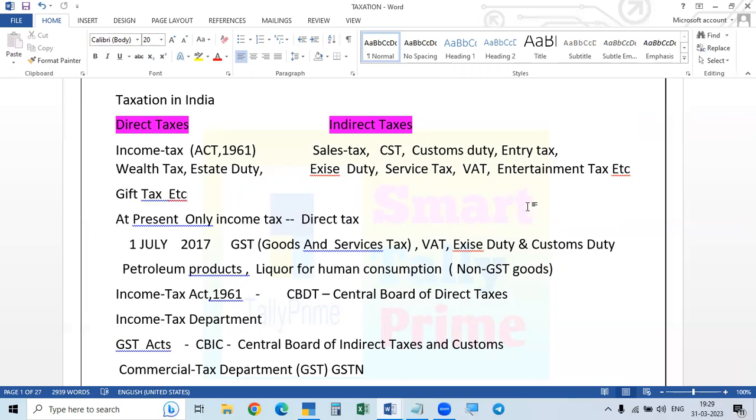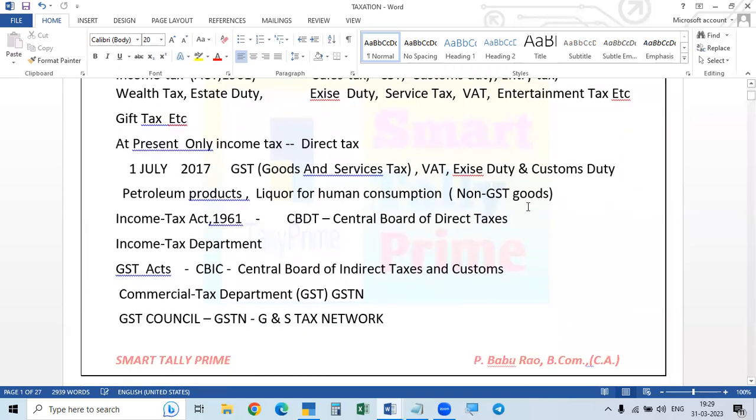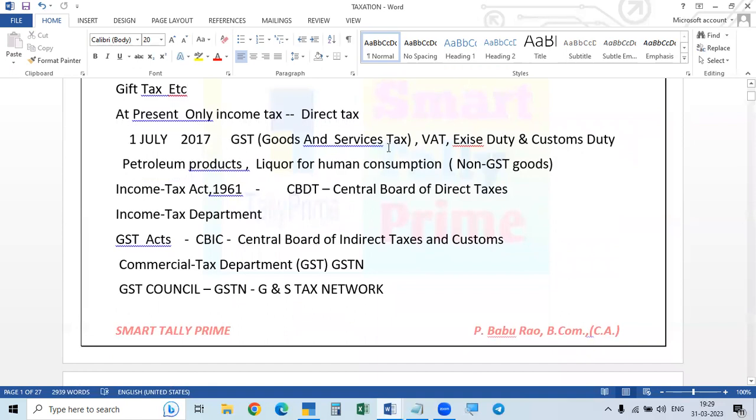That is why they will lose the business also. So to avoid all this, they introduced Goods and Services Tax. It is one nation and one tax. In every state, the rate will be the same.